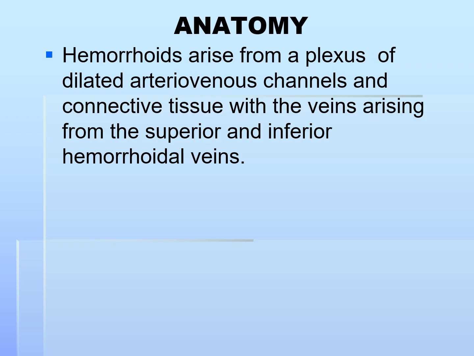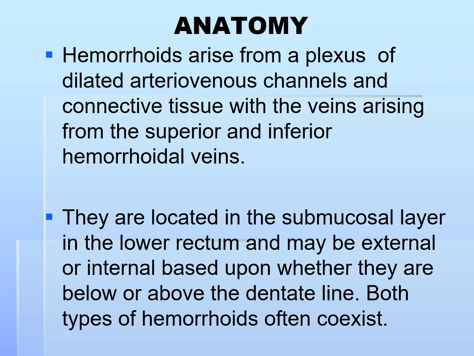Hemorrhoids develop from a plexus of dilated venous channels and supporting connective tissue in the anorectal region. These veins arise from the superior and inferior hemorrhoidal veins and are located in the submucosal layer of the lower rectum. Hemorrhoids are classified as internal or external depending on their position above or below the dentate line, and in many cases both types may coexist.